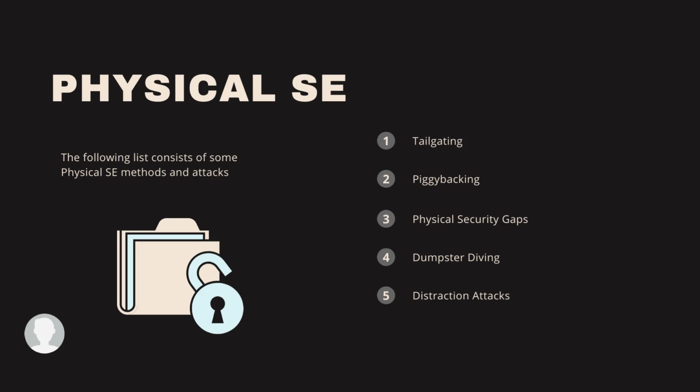Physical security gaps. If there are no cameras, you could try to just go in without being caught, like to unauthorized rooms. Dumpster diving, you're basically going through the trash to find confidential material. And distraction attacks is basically where there is a distraction going on to get the attention of whoever is in the room to look away whilst you go in and try to grab information or go into an unauthorized access room.